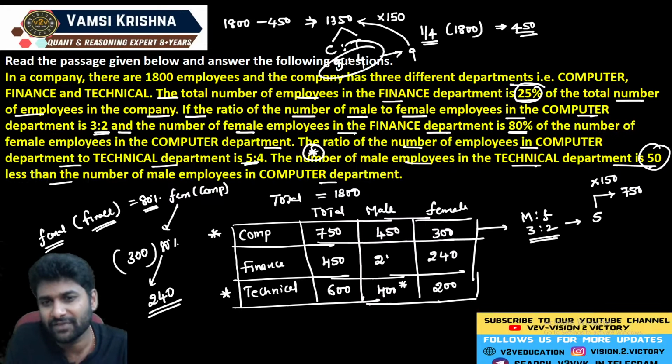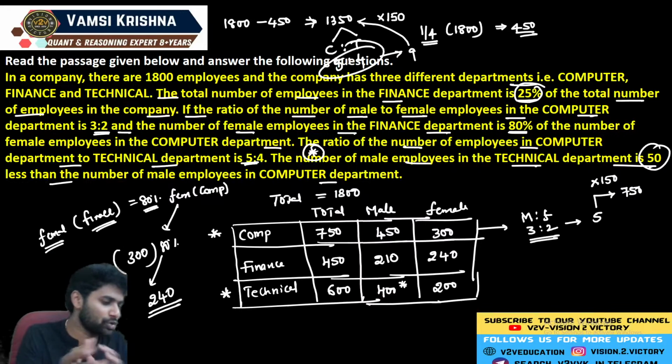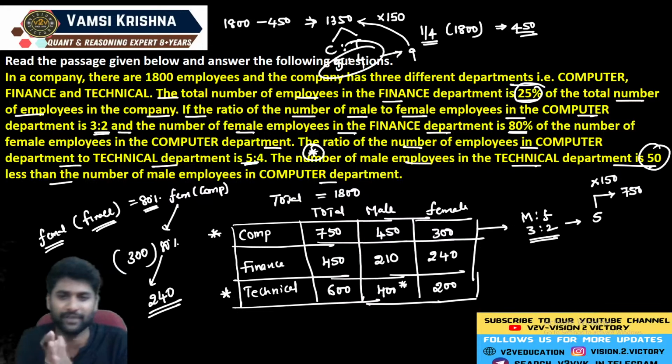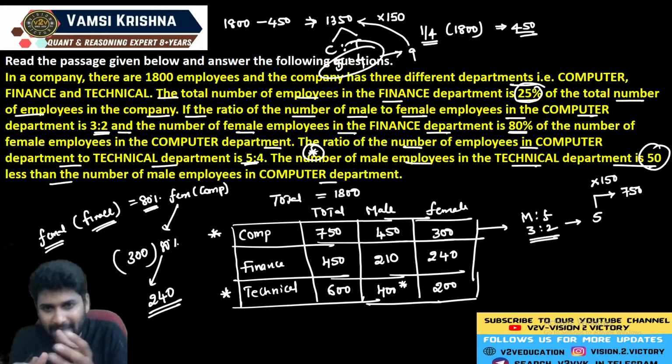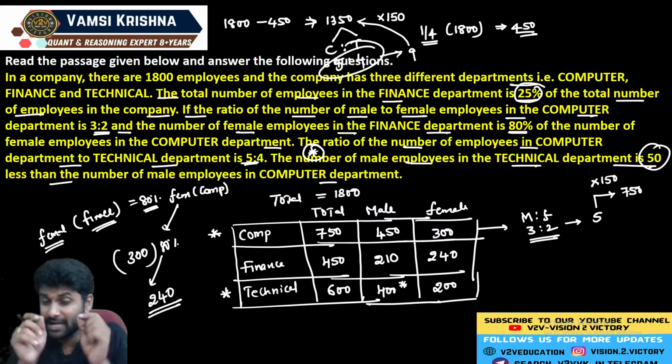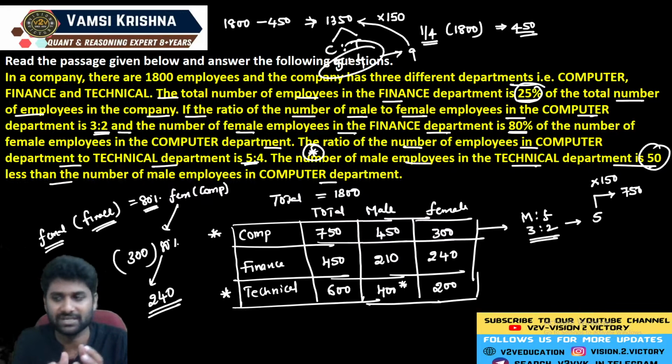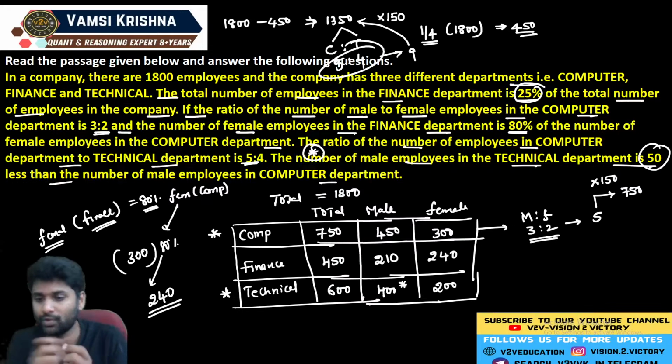So if female is 240, then definitely male is 210. Why? Because we know the total strength. Total strength is 450. That's it, guys. So we are getting these numbers according to the given data. See, try to observe how I took the calculation. Guys, calculations are most important.